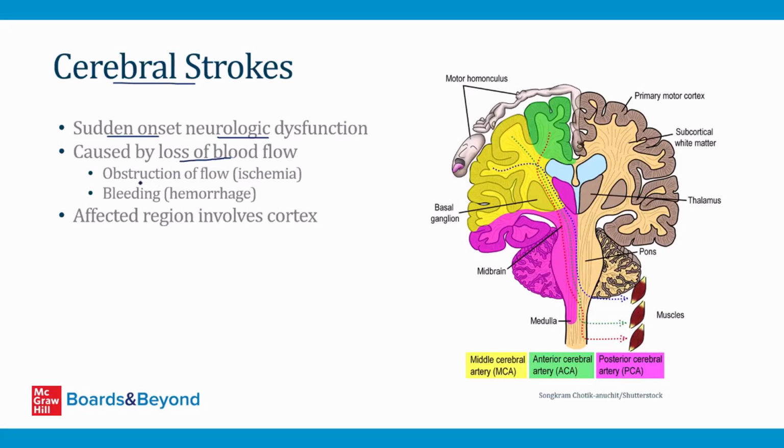One way this can occur is when there's obstruction of blood flow to a region of the brain. These strokes are called ischemic strokes. The other way you can get a stroke is if there's rupture of a blood vessel that leads to bleeding into the brain, and these are called hemorrhagic strokes.